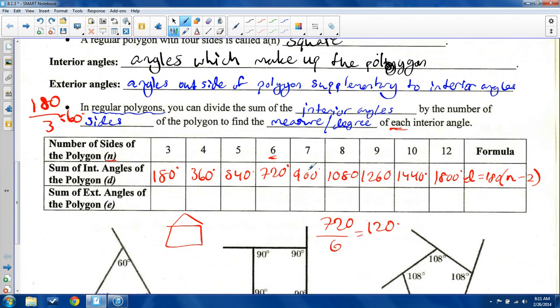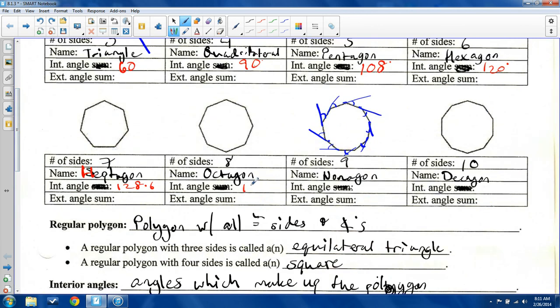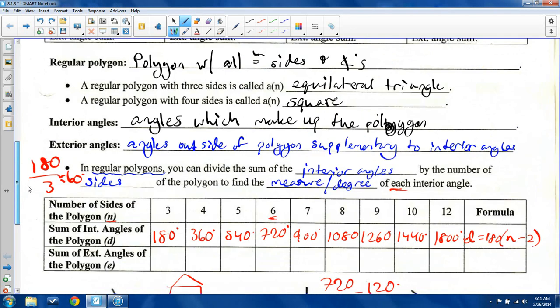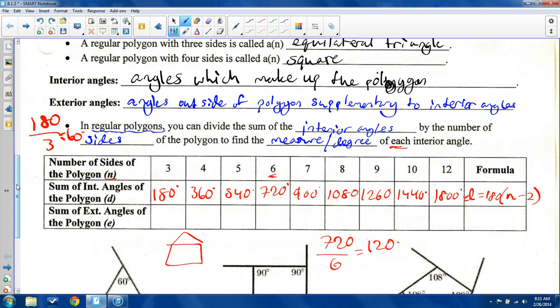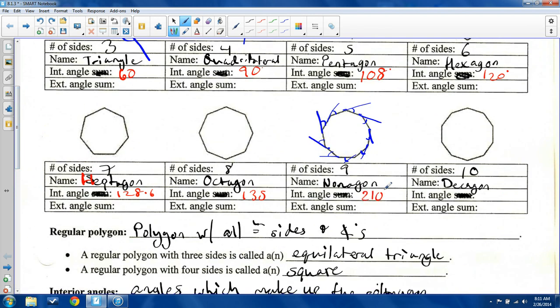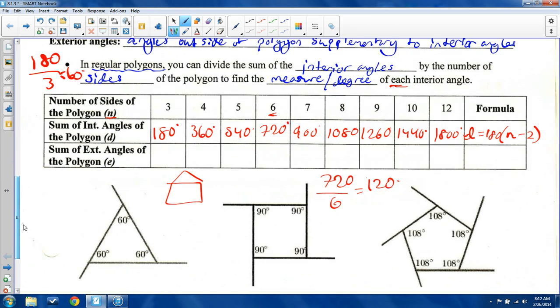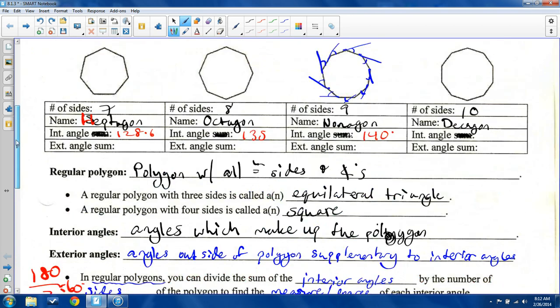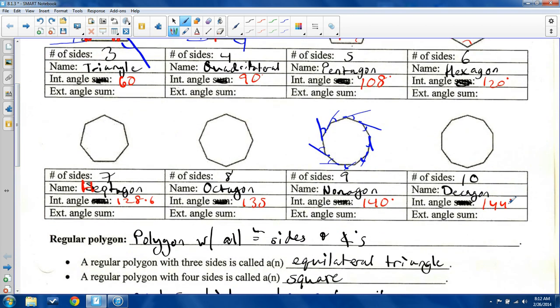Octagon will be 1080 divided by 8. At this point, I don't mind if you start using a calculator. That's 135 degrees. Okay, so you notice these start to get bigger. Nonagon is 1260 divided by 9. Okay. That's 210. Okay, and then finally, 14. Whoops, I'm sorry. That shouldn't be 210. That doesn't sound right. 1260 divided by 9. There we go. 140. I'm not sure where I got 210 there. I was using the calculator. I don't know what I typed. And finally, this will be 1440 divided by 10. It's not much bigger than 9, apparently. It's 144. You should know that one.